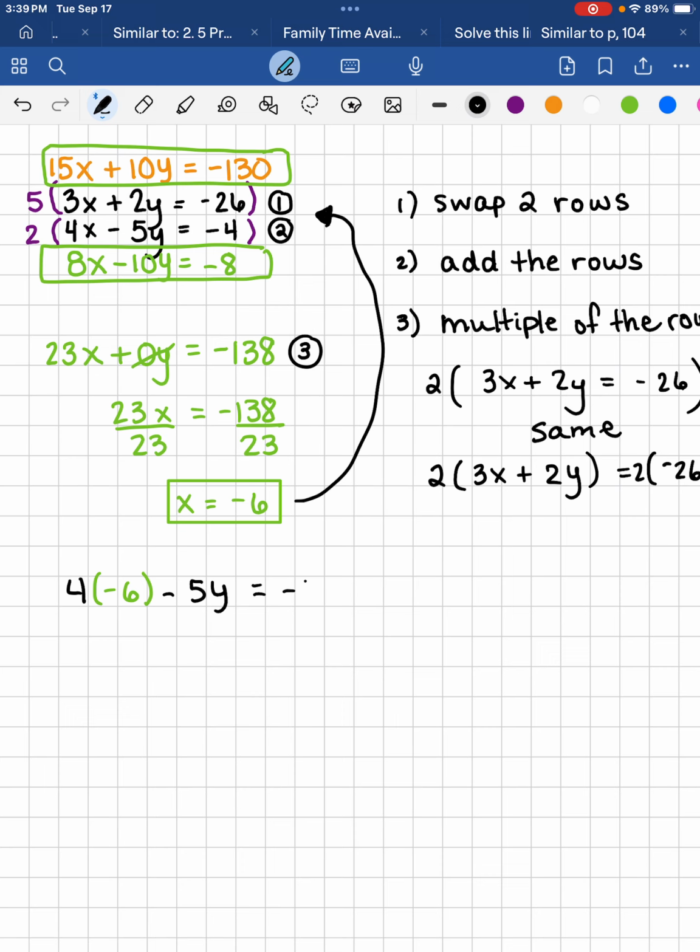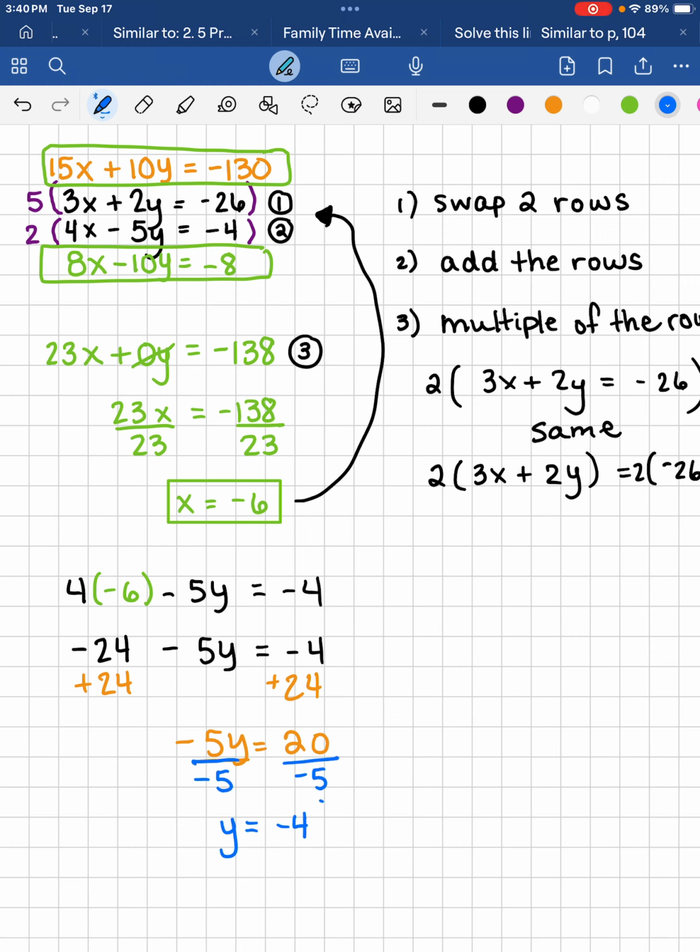And then I have minus 5y equals negative 4. So this is going to become negative 24 minus 5y equals negative 4. I'm going to add 24 to both sides, which is going to leave me with negative 5y equals 20. I'm going to divide both of those by negative 5. And y is going to equal negative 4. All right, so my solution is negative 6 comma negative 4.